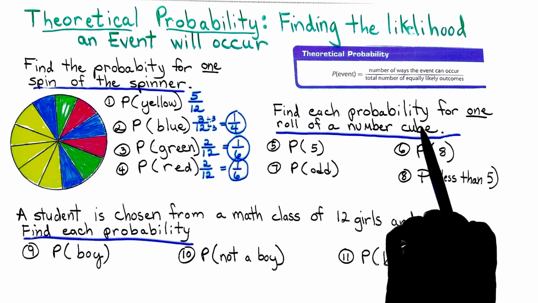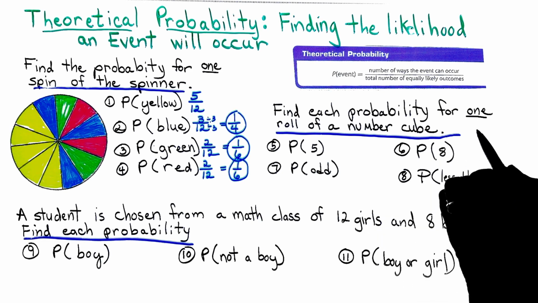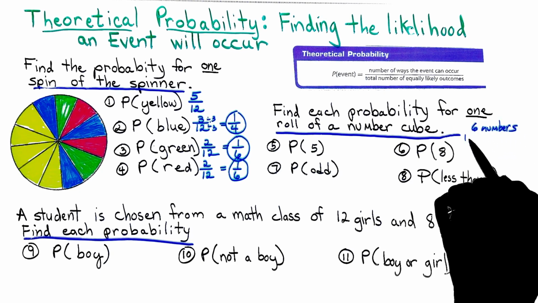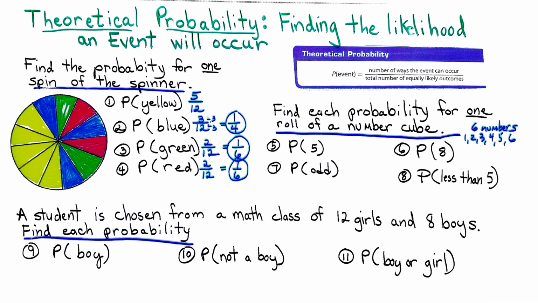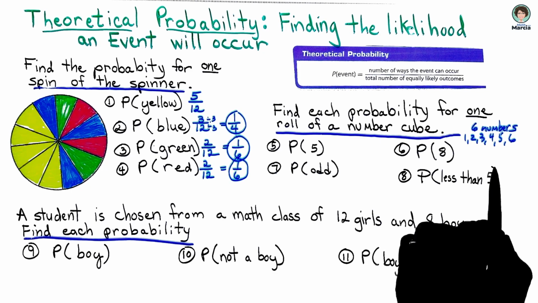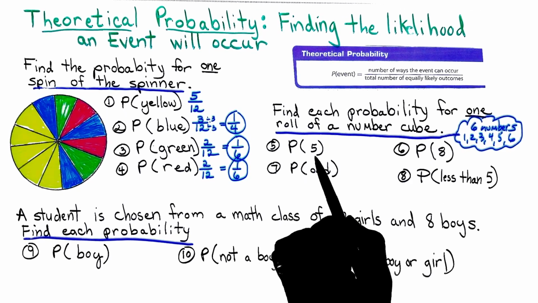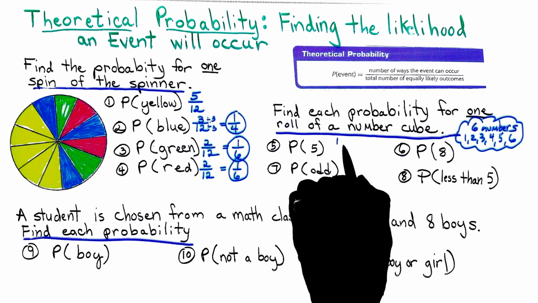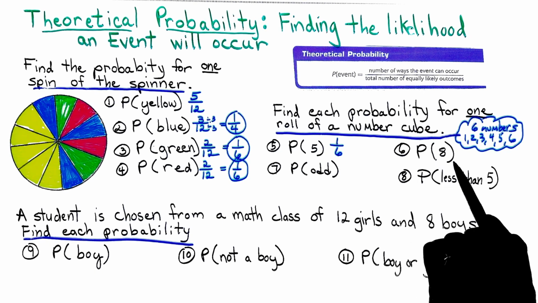All right, let's look over here. It says find each probability for one roll of a number cube. A number cube, what we need to know is that it has 6 numbers on it. And the numbers are 1, 2, 3, 4, 5, and 6. This is important for us to be thinking about. The probability of getting a 5: there's only one 5 out of our numbers, and that is 1 out of the 6 numbers that are possible.